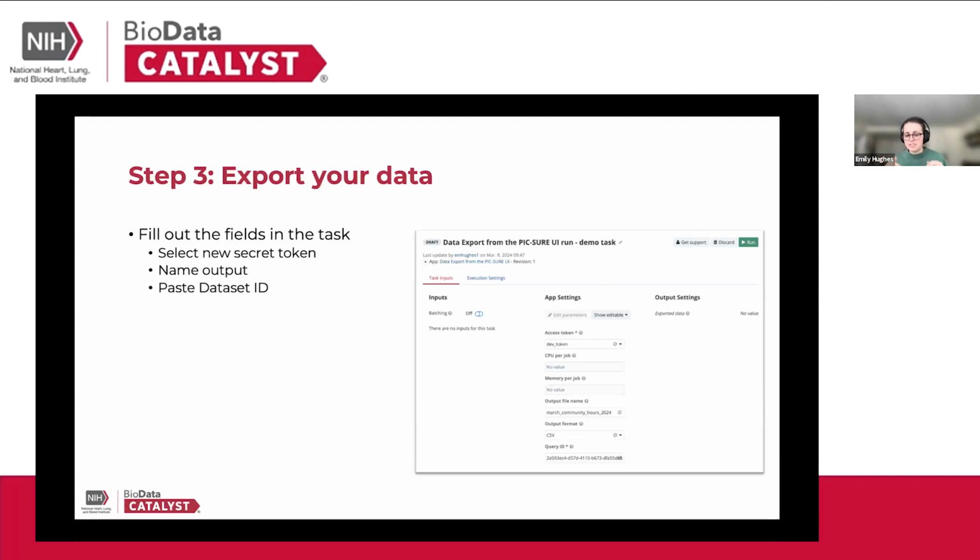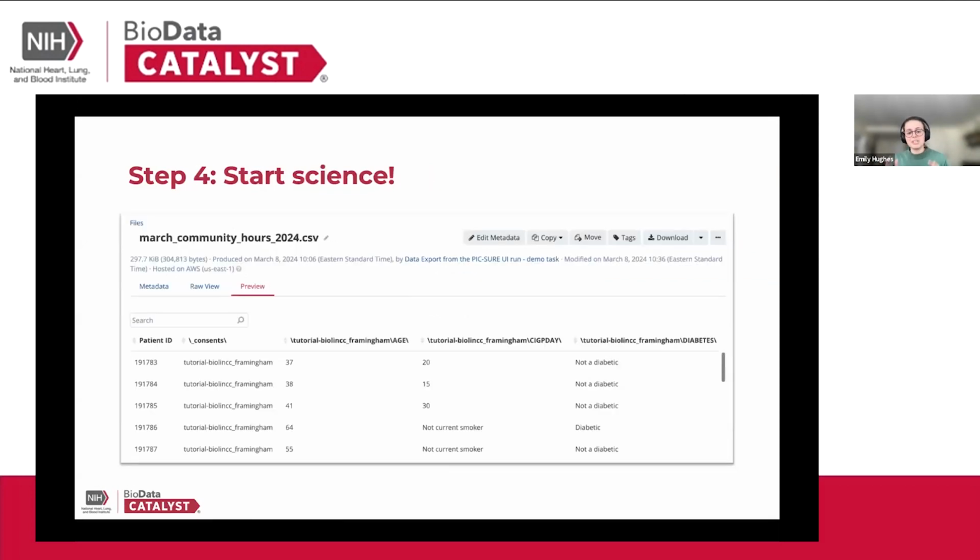And so once you fill out these fields, you should be able to just run the task. And you will get in your project a CSV file that has your patient level information or your participant level information based on the filters you've applied and the variables you've added to export.